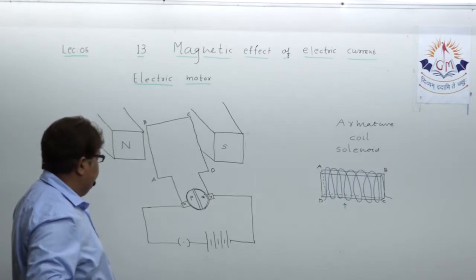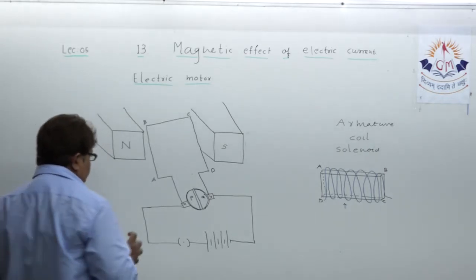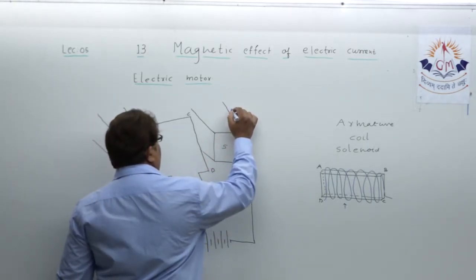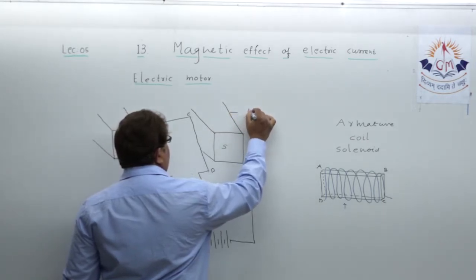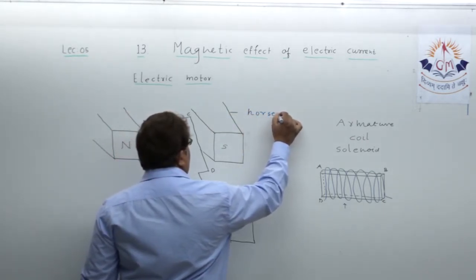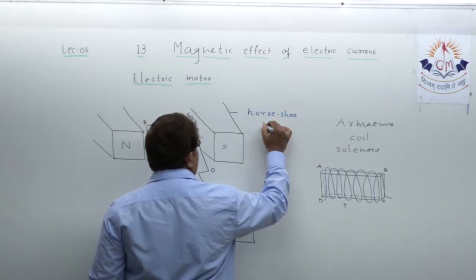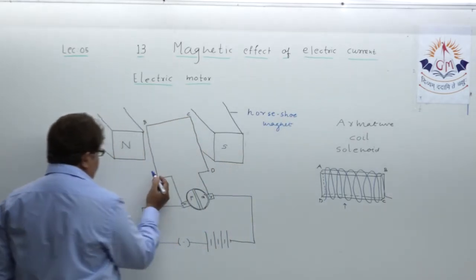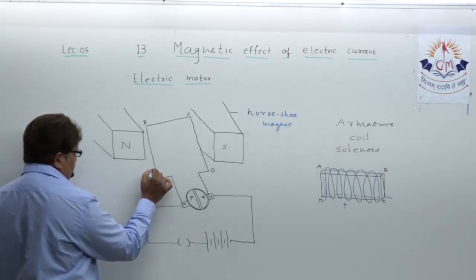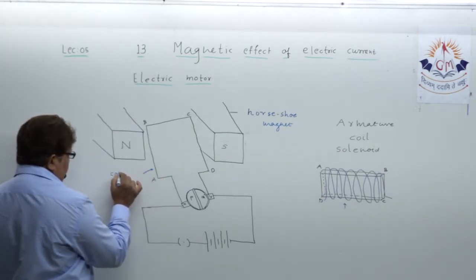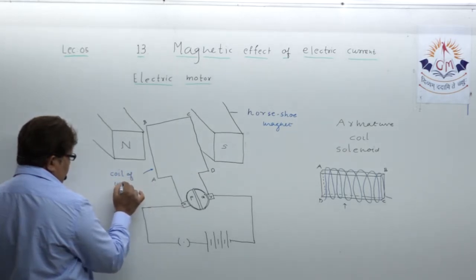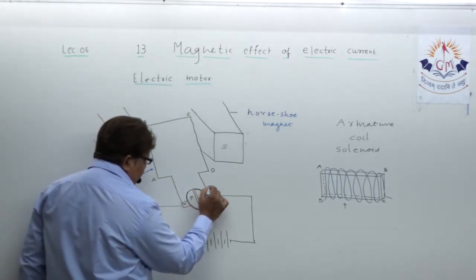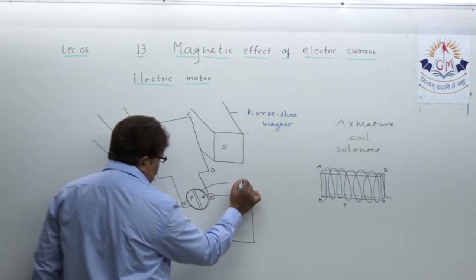See, dear student, what is actually you are looking in the diagram? Okay, this is what? A horseshoe magnet, obviously. This is horseshoe magnet. Then this is coil of wire. Okay, we can call it armature also. This is very interesting, dear student. This is actually, the name itself gives you some idea.